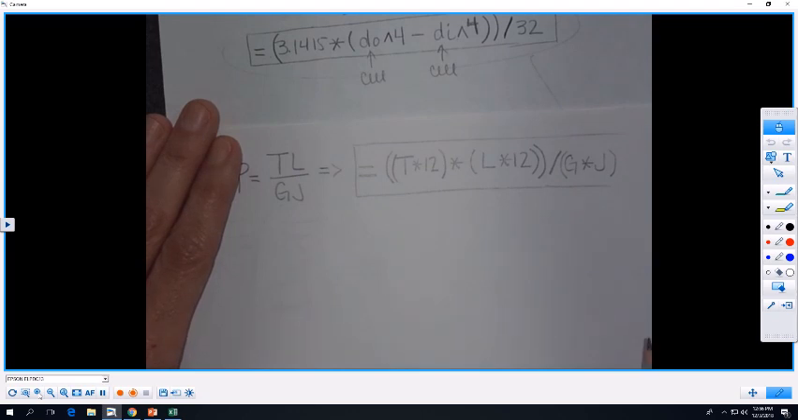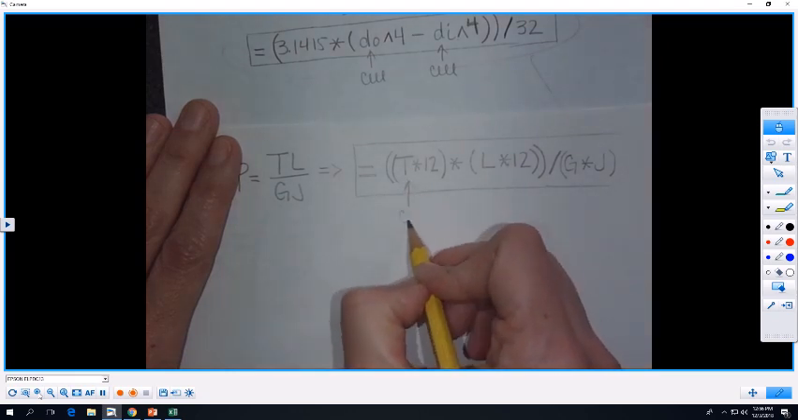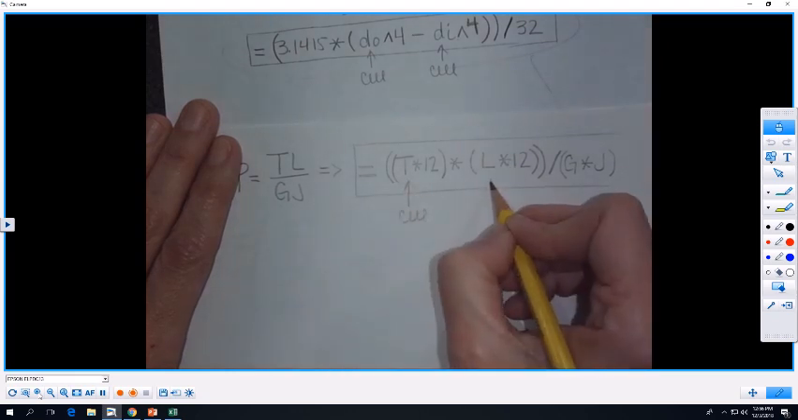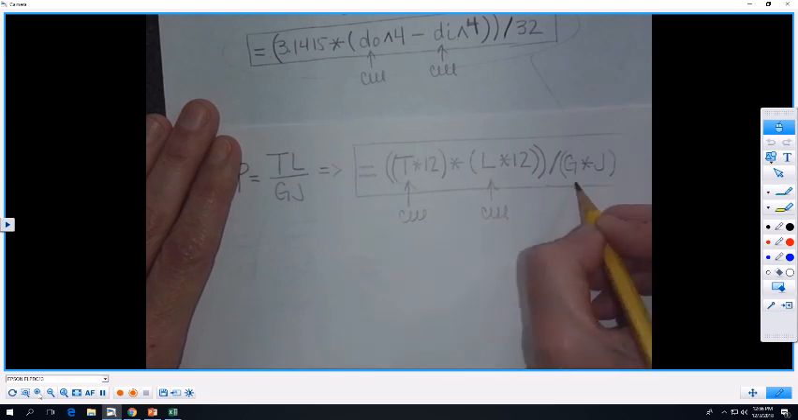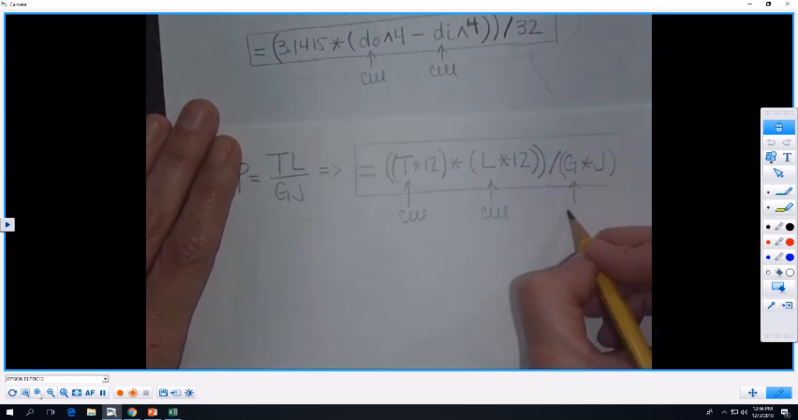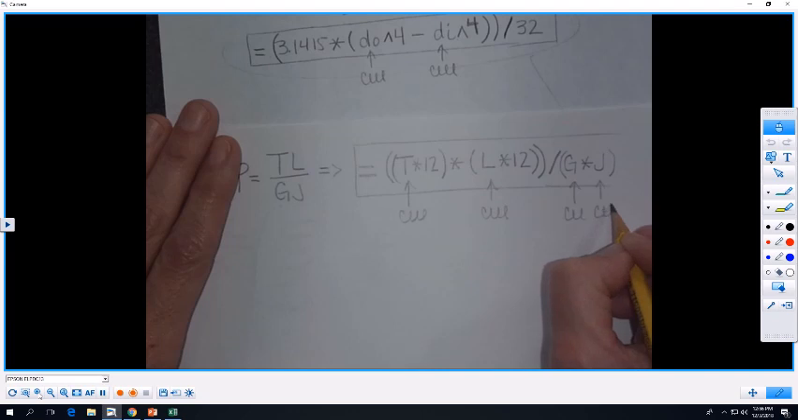Now, torque will be a cell designation. Length will be a cell designation. G is part of our input, so that's going to be a cell. And then J will also be a cell that we would have calculated earlier, right? Kind of in our progression as we go down.